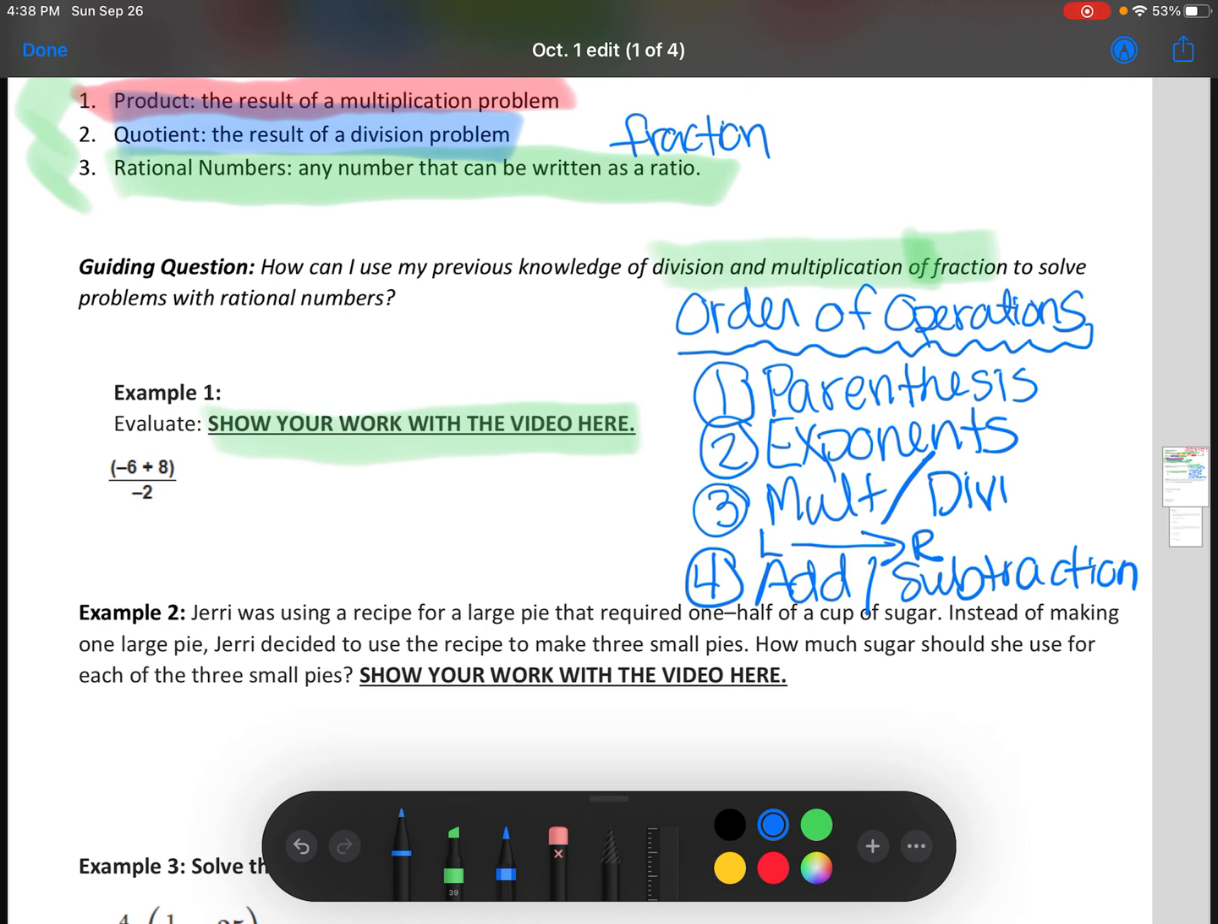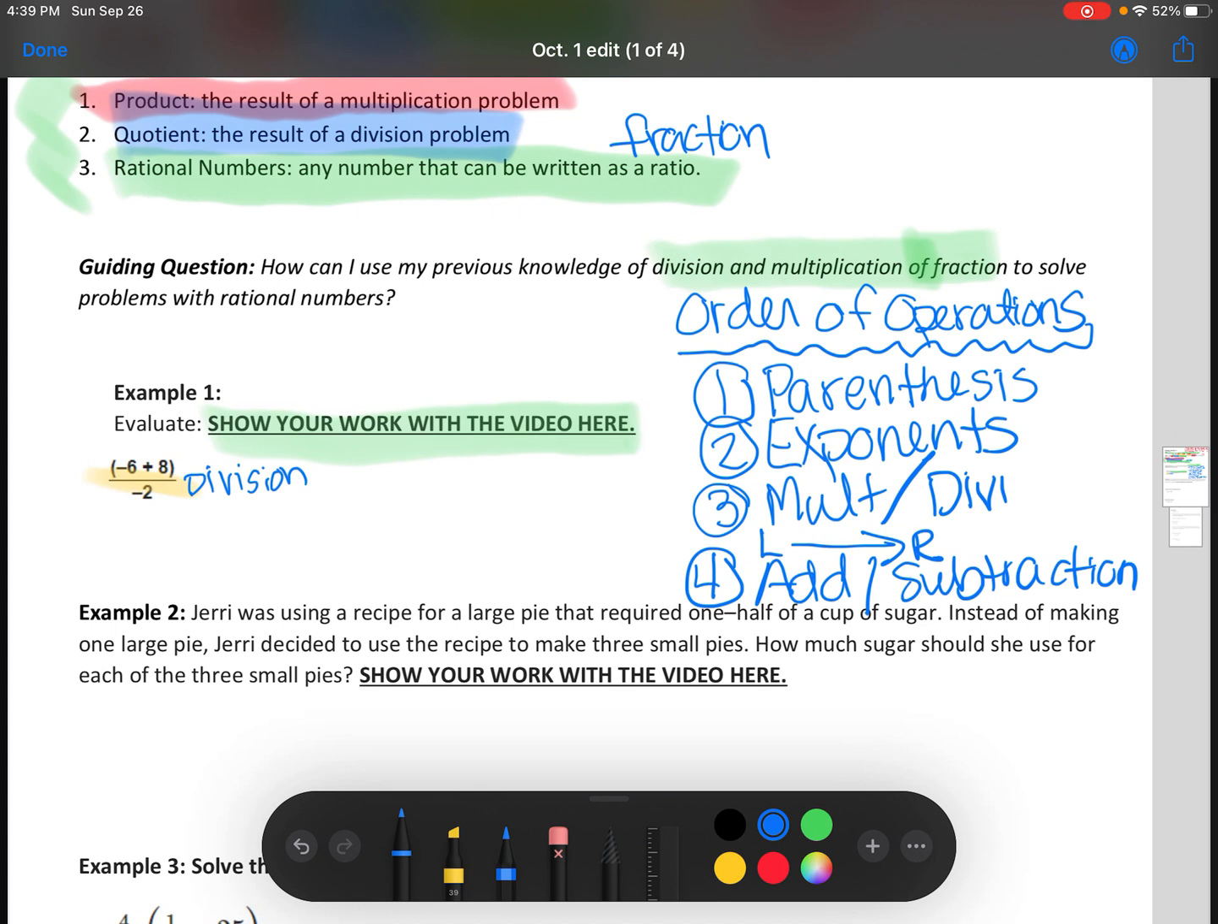So let's see an example. Example 1. We have parentheses, -6 plus 8, close parentheses. Oh, what does this mean? It looks like a fraction. So what does this line mean? It means division. So I need to remember that when I'm working in my problem. So we have divided by -2.